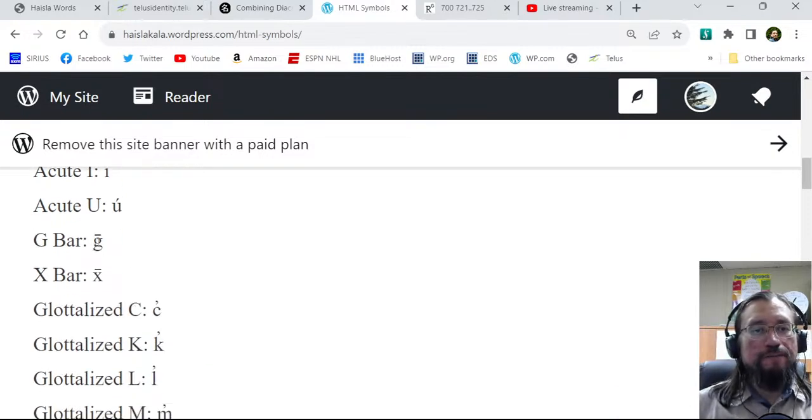We also have letters that appear with little lines over top of them. So a straight line over top of a G is called a G bar. That's what I call them. It's just basically a deeper G sound. And then an X bar is a deeper X sound, which is more like H.